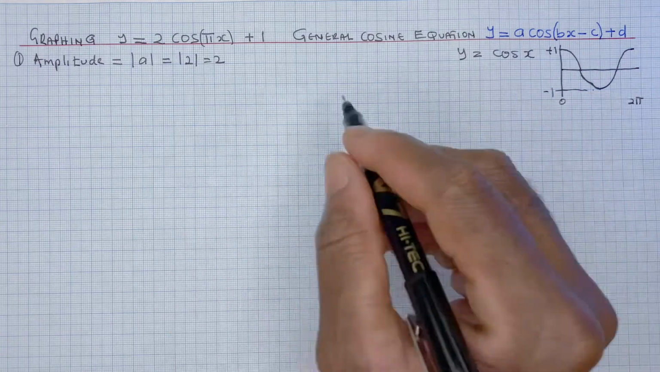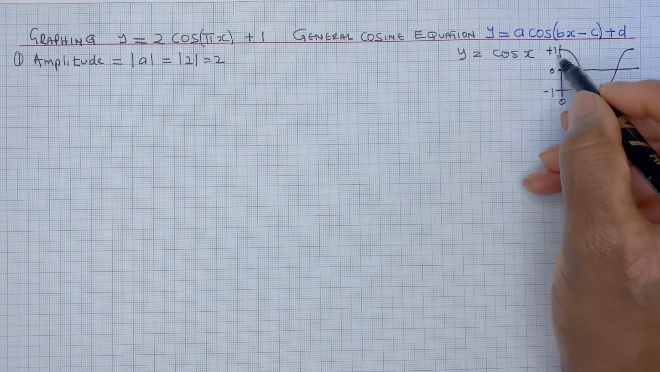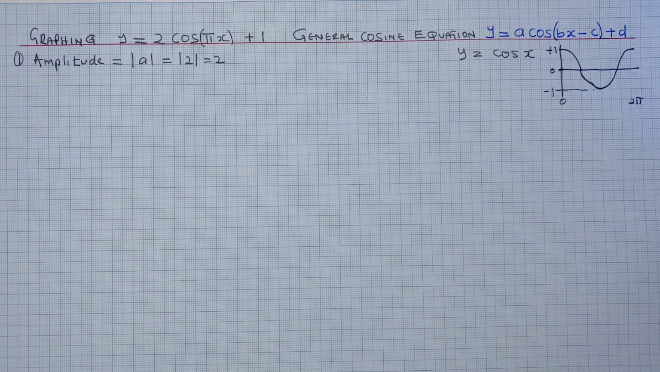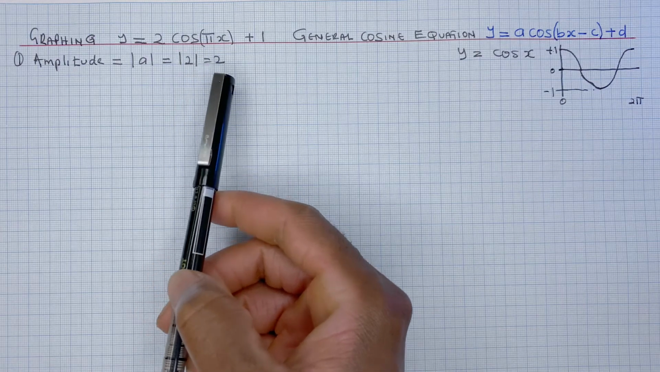So the amplitude here is from 0 to 1. So it's actually 1, the amplitude. So the amplitude of the function we are plotting is 2.